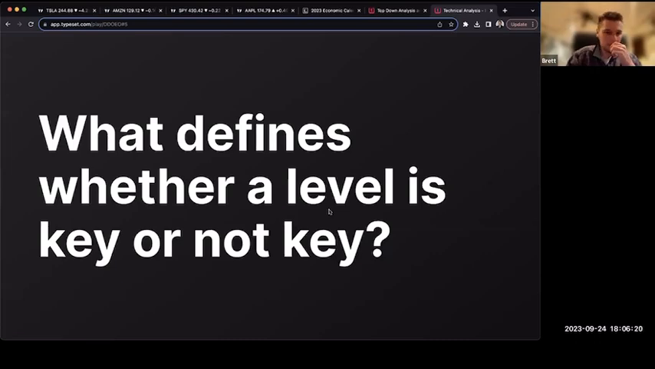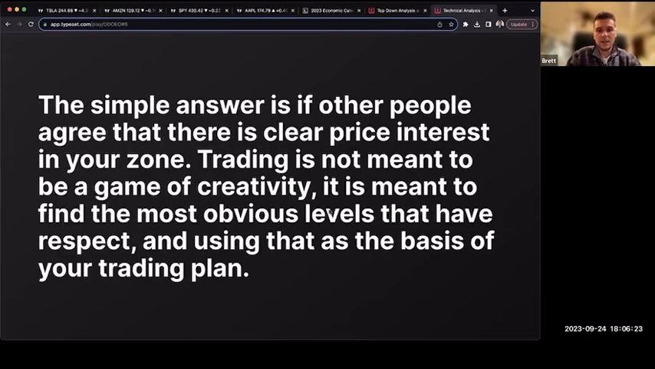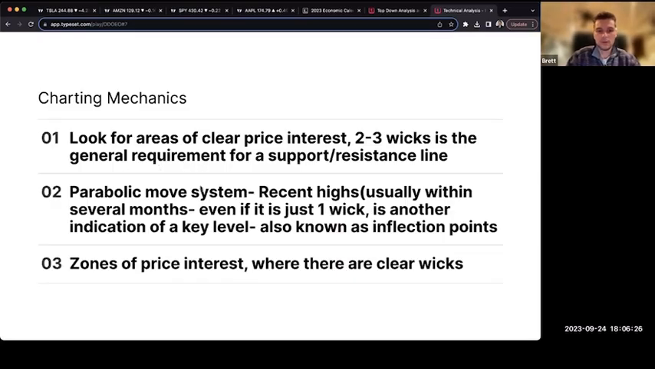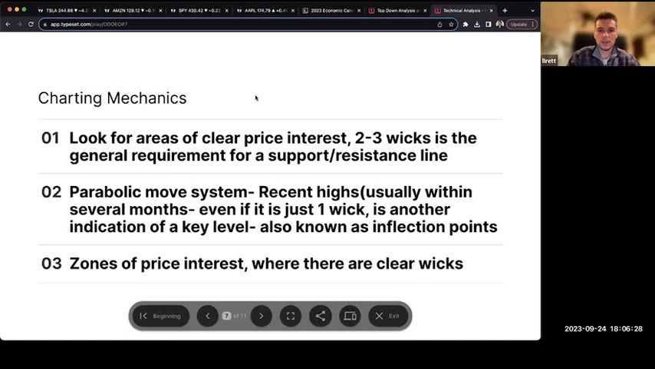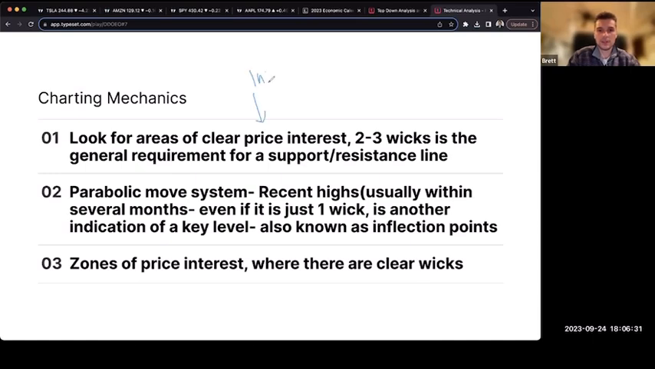Then we talked about what defines whether a key level is a key level. The first thing we look for is something called interactions. Basically, if you have an area on the chart where there are multiple wicks, two or more wicks, that forms a clear resistance. Or two or more wicks to the downside form a clear support. That is all we're really looking for. The more interactions, the more key that level is.